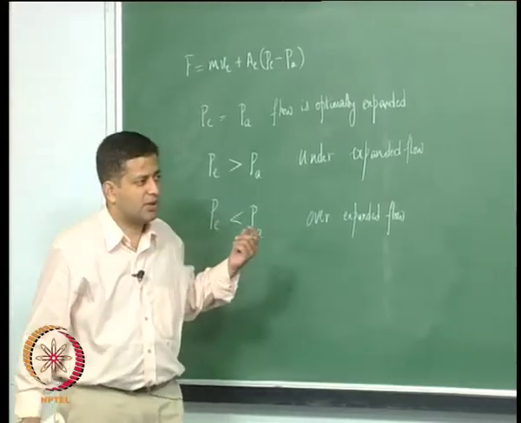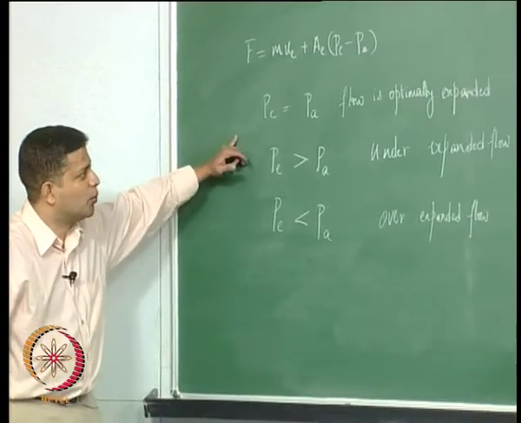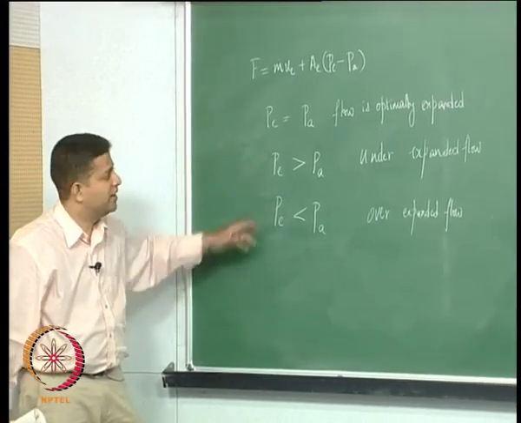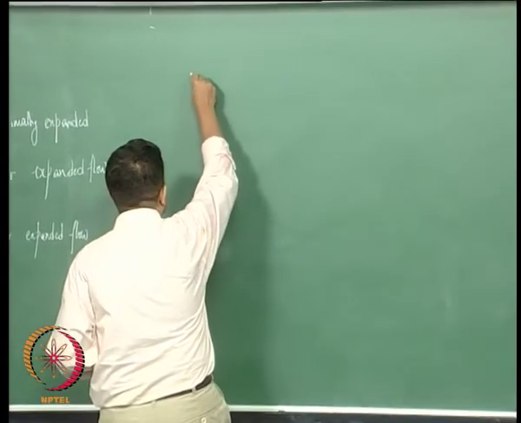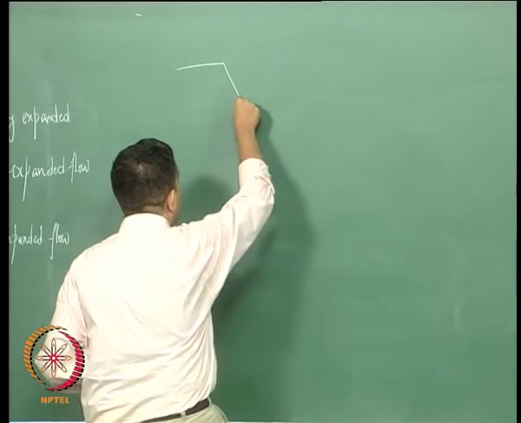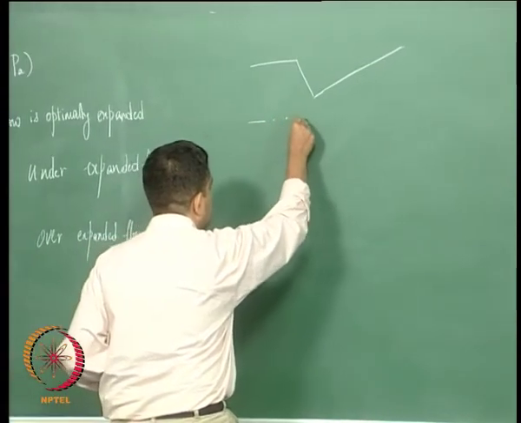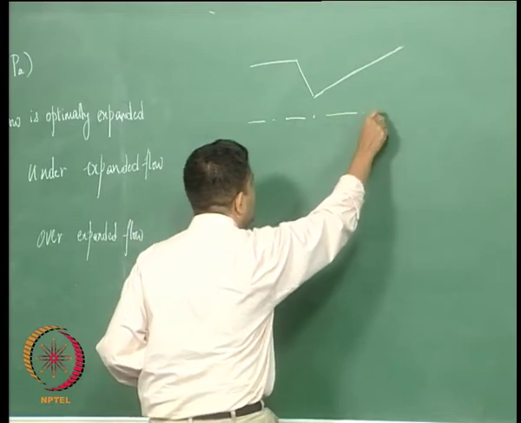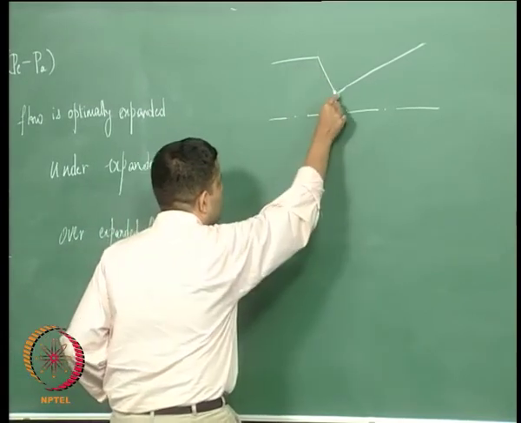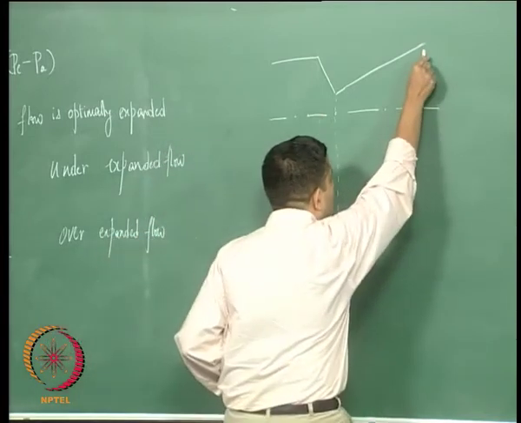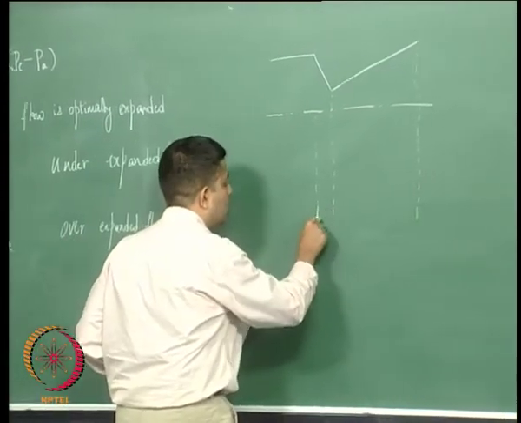So now let us look at what happens inside the CD nozzle when all these three conditions take place. I mean, what will happen to the flow when these things happen. So to do that, let us look at a convergent divergent nozzle. I will only take one half of it. This up to here is the reservoir, this is the throat, and this is the supersonic portion.